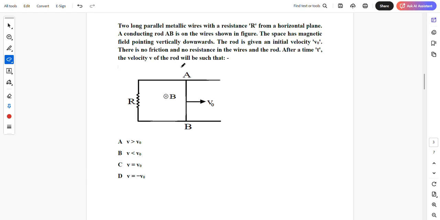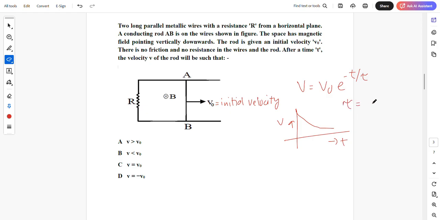After a time t, the velocity is V. You have been given V0, which is the initial velocity. If you have been given the initial velocity, V is equal to V0 e to the power of minus t by tau. It will be decreasing exponentially. If this is V and this is t, the graph will be exponentially decreasing.